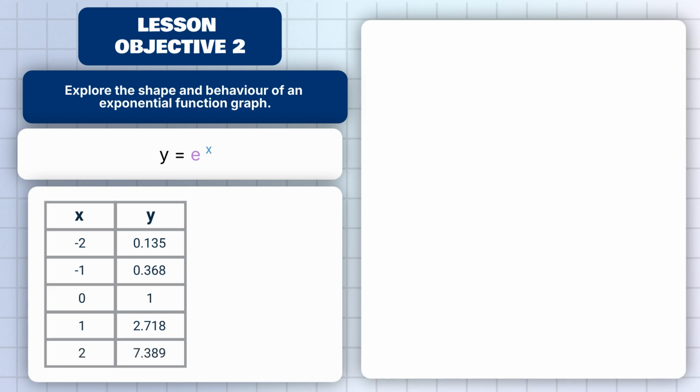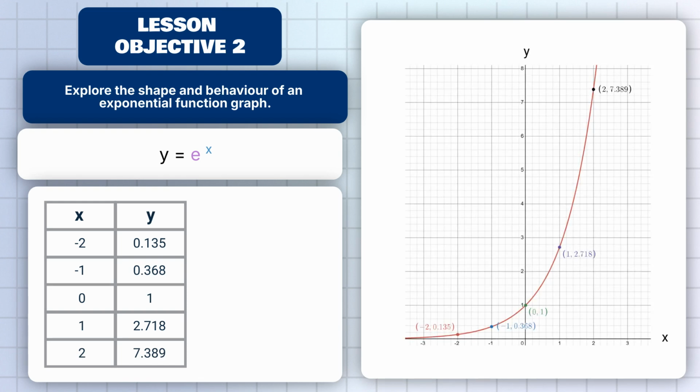In the same way, using these points, we can sketch the graph of y is equal to e to the power of x. Here's what we'll notice about the graph's shape. The x-axis serves as a horizontal asymptote. This means as x goes toward negative infinity, e to the power of x approaches but never actually reaches 0. And the y-intercept is at 0, 1 because e to the power of 0 is 1.